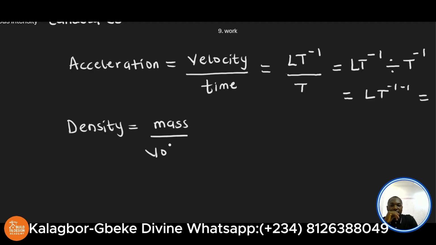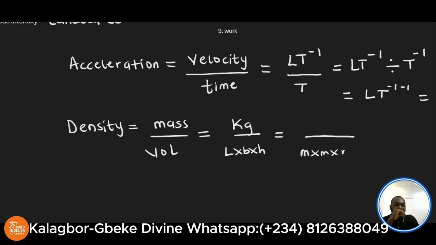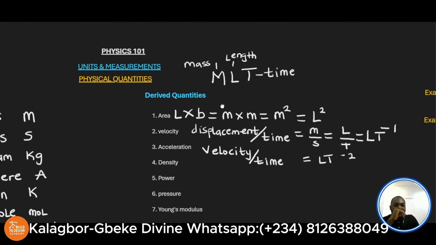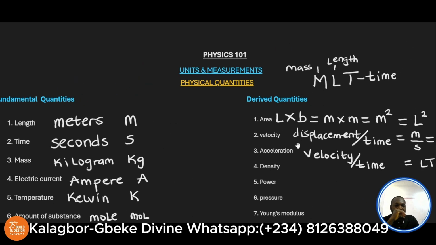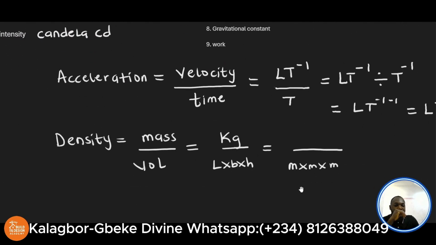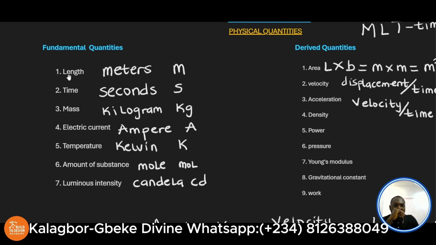Mass over what? Volume. And we know that mass is measured in kilogram and volume is what? Length times breadth times height. And we know that length, breadth and height are all measured in meters. So it will be m times m times m. And kilogram, as we said before, is the unit for mass, and mass is represented as capital M. And small m, meter times meter times meter, is the SI unit for length, meters.